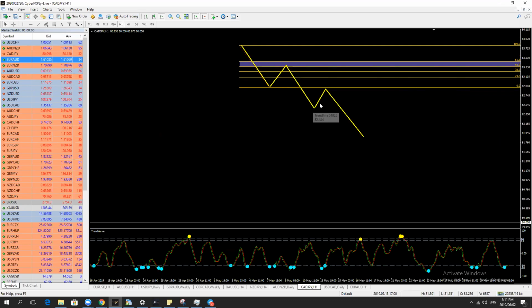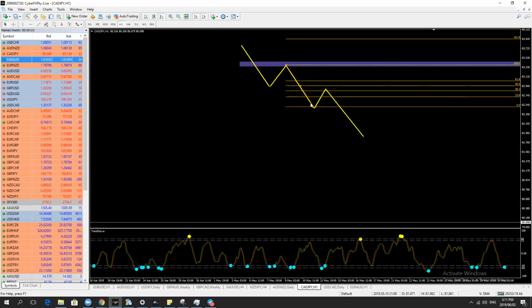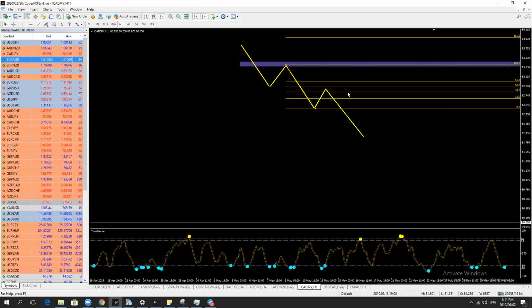Continued with my short, retraced, go there, retraced. It almost touched the zone. Probably I've missed this entry, but I always look for something that at least touches the line or comes in between that zone. So I would have looked for something like that. If it didn't, I'll probably have missed the trade, but these entries are good.